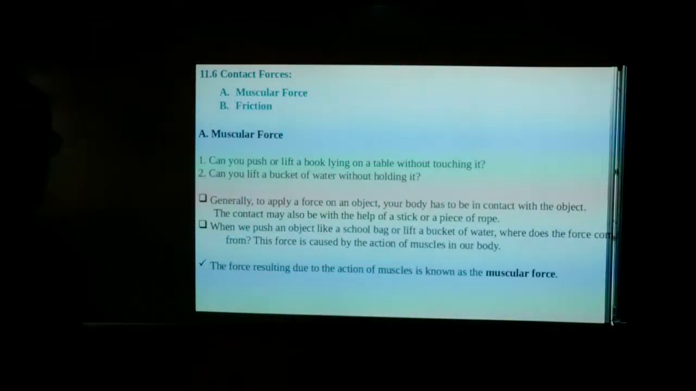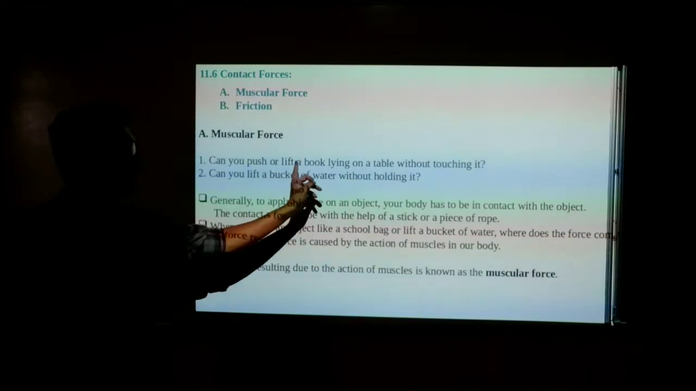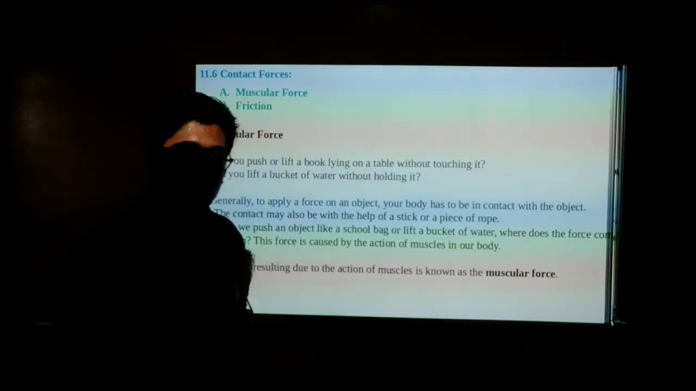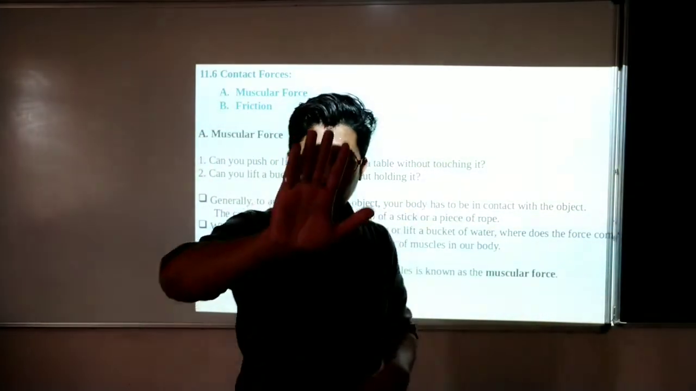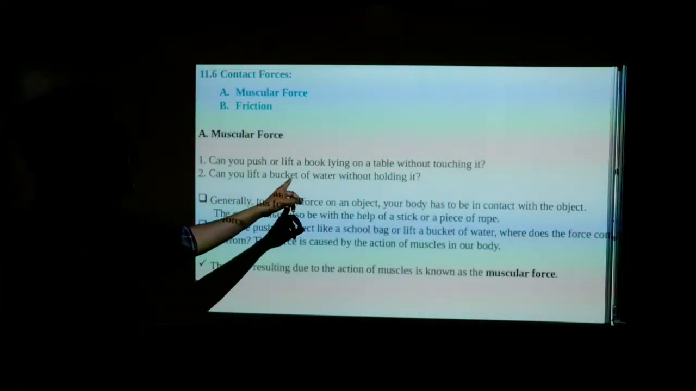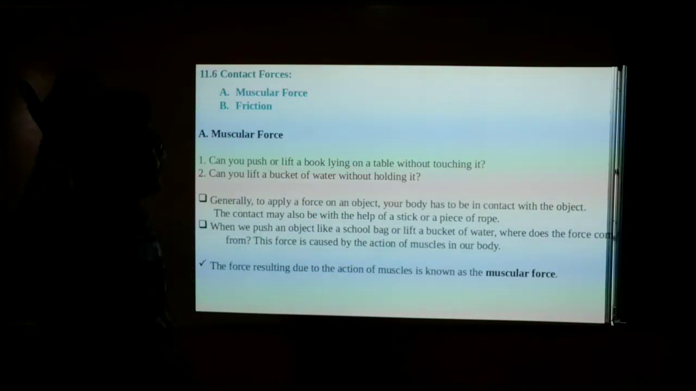So let us see, what is a muscular force? Can you push or lift a book lying on a table without touching it? If you were a magician, you could raise a book now. But you are not a magician, so it is not possible to take a book put on a table without touching it. No, we cannot. The second question is, can you lift a bucket of water without holding it? No, there is no such possibility.